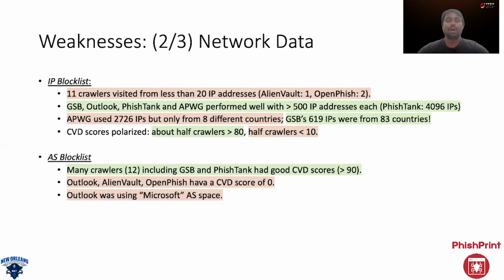Whereas on the AS block list, many crawlers, including GSP and Phishing, had a good score greater than 90. Whereas for Outlook, Alien Vault, and OpenFish had a CVD score of 0. Taking Outlook as an instance, all its visits came from Microsoft AS space.